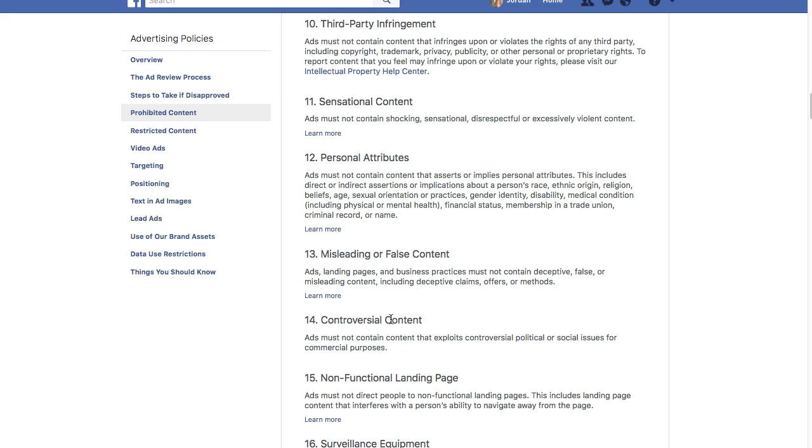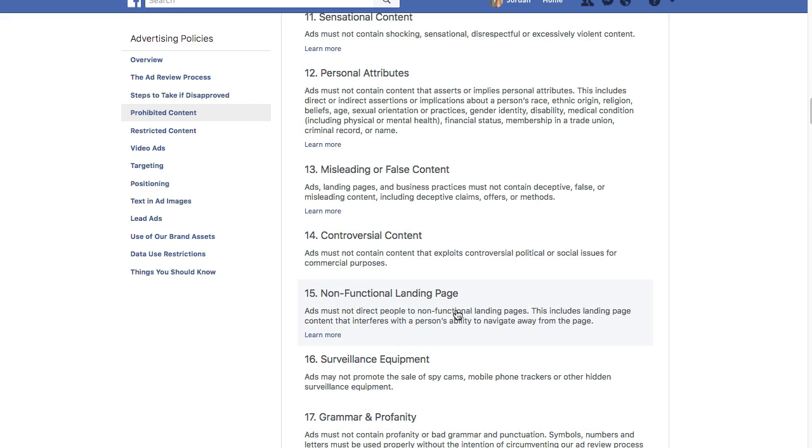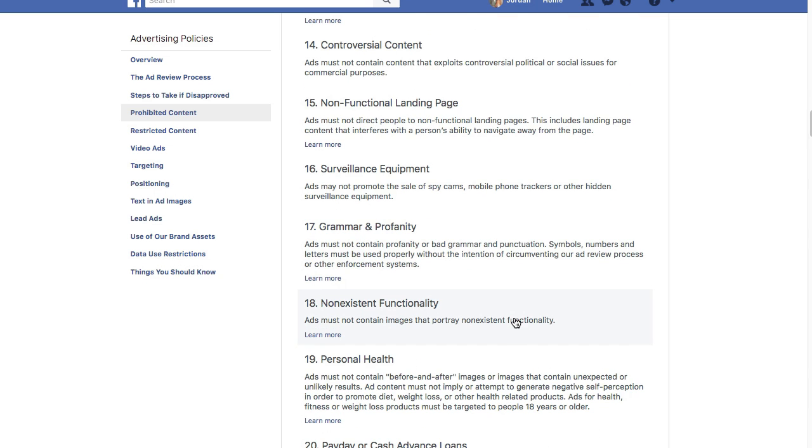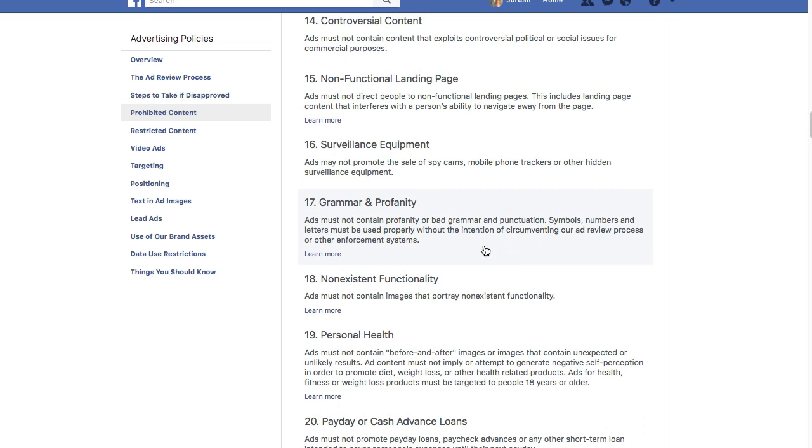Controversial content, again, you can't be exploitative. You have to have a landing page that works. You can't promote surveillance equipment, and you need to use decent grammar, and you can't use swear words.